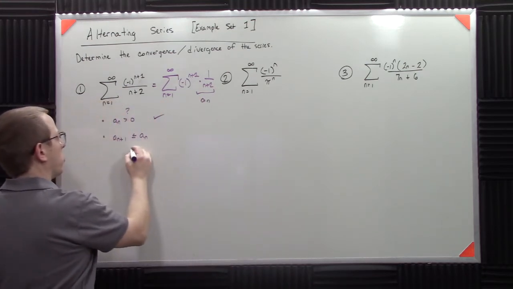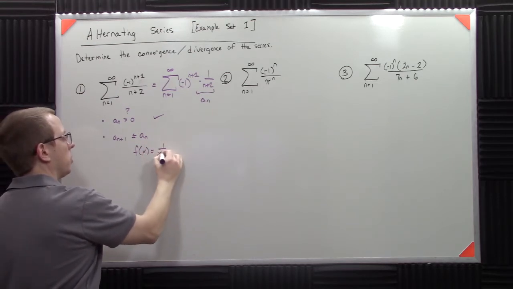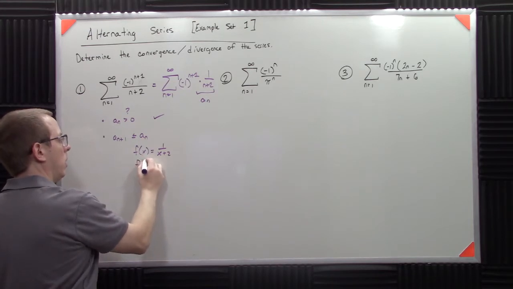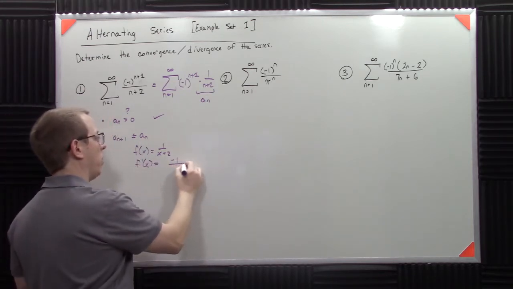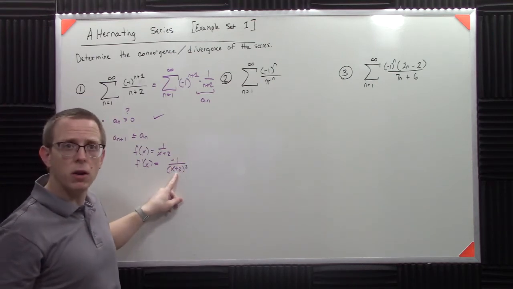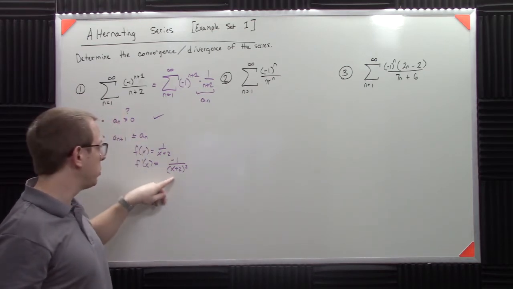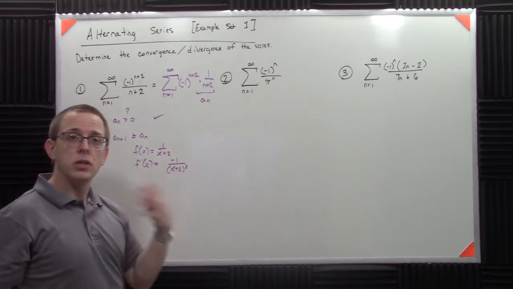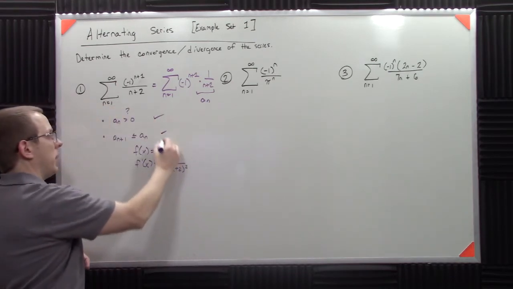One is we could set up a function, f of x equals 1 over x plus 2. So I could take f prime, which is negative 1 over x plus 2 squared. No matter what I plug in here, as long as it's not negative 2, and it won't be because we're plugging in positive numbers, this is negative. Since the derivative is negative, we know it's a decreasing function. So we know that this is satisfied.